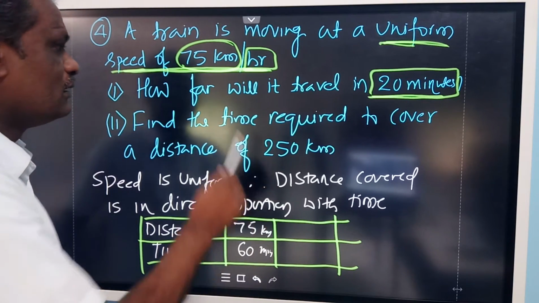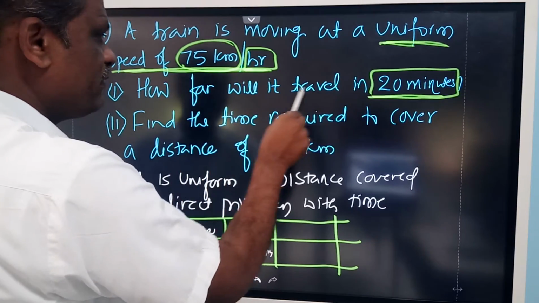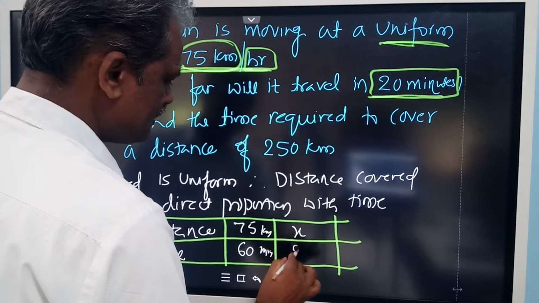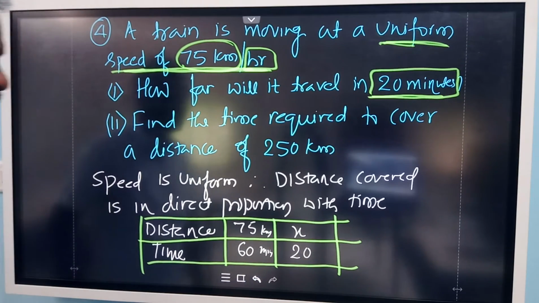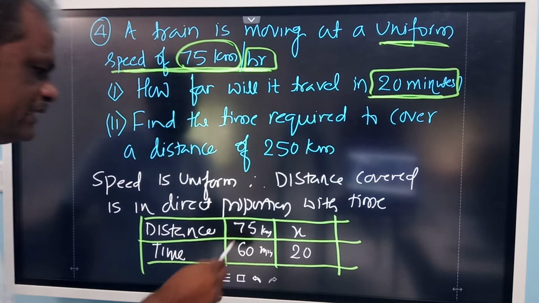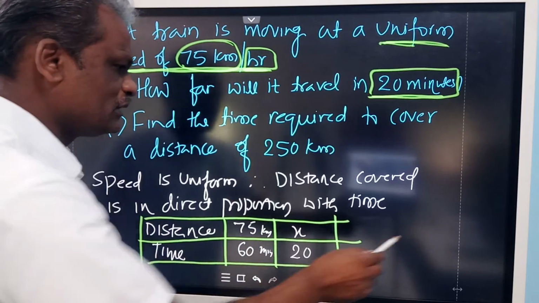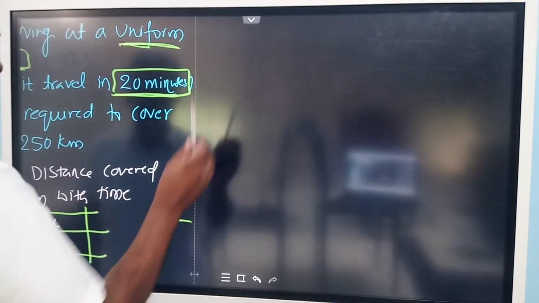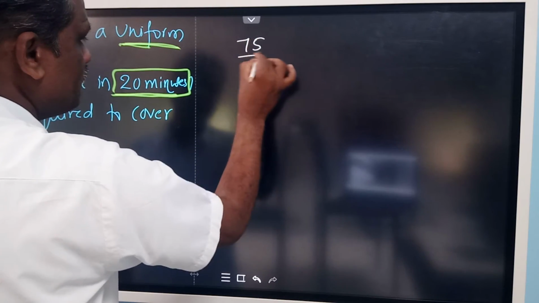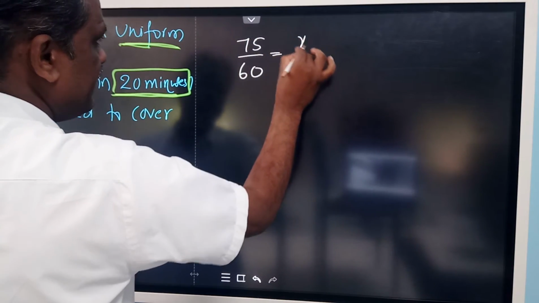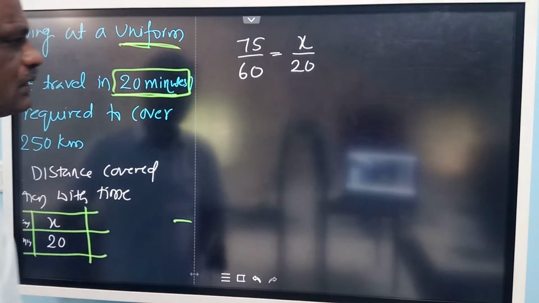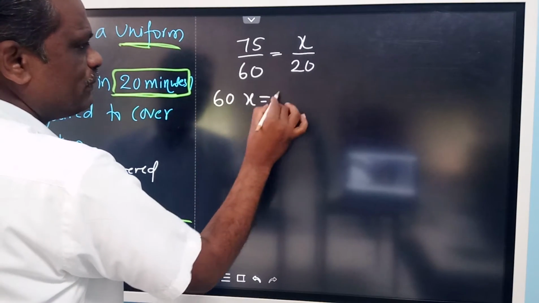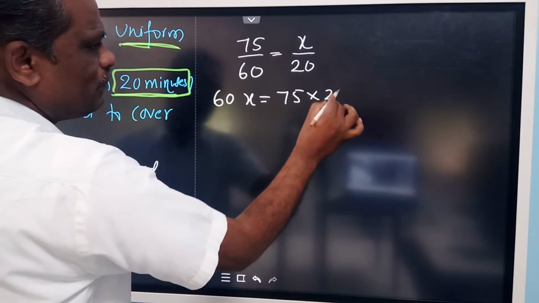Then they asked the question, how far will it travel? Distance covered is the unknown x in 20 minutes. Since this is in direct proportion, you can write the ratios are equal. So 75 by 60 must be equal to x divided by 20. Cross multiply: 60x must be equal to 75 into 20.